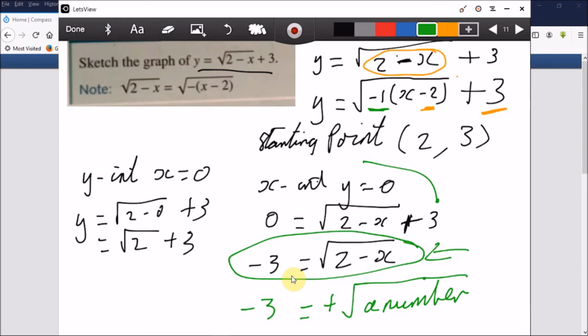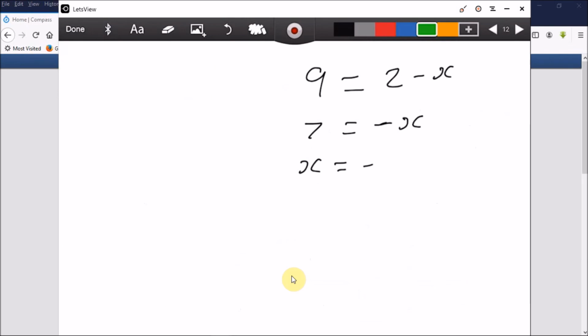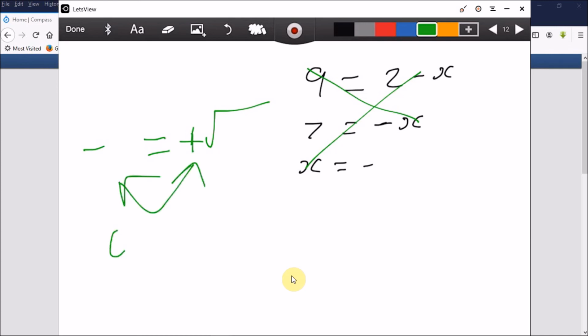So what does that mean? I got all very excited, let's just square both sides and everything. That's not actually correct. We can't have the positive square root of some number equaling a negative. So that can't happen. So what does that mean? That means no x-intercept.